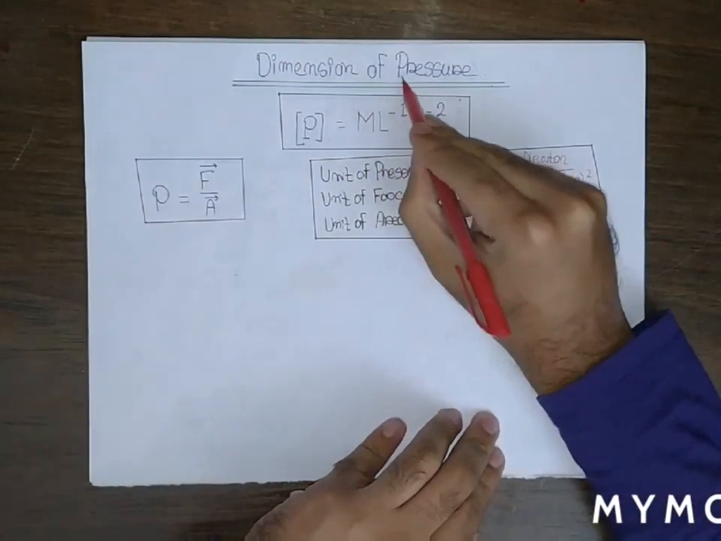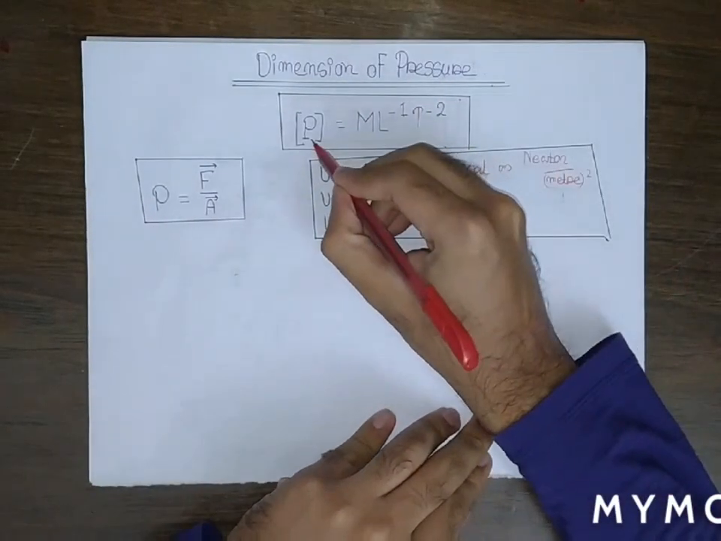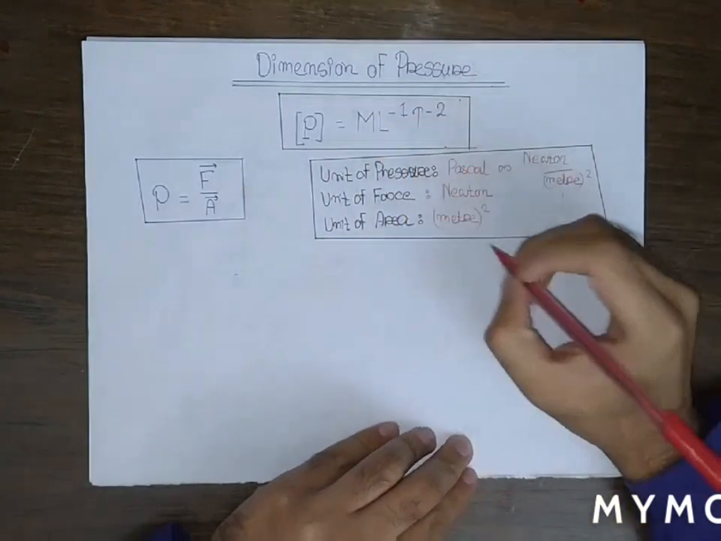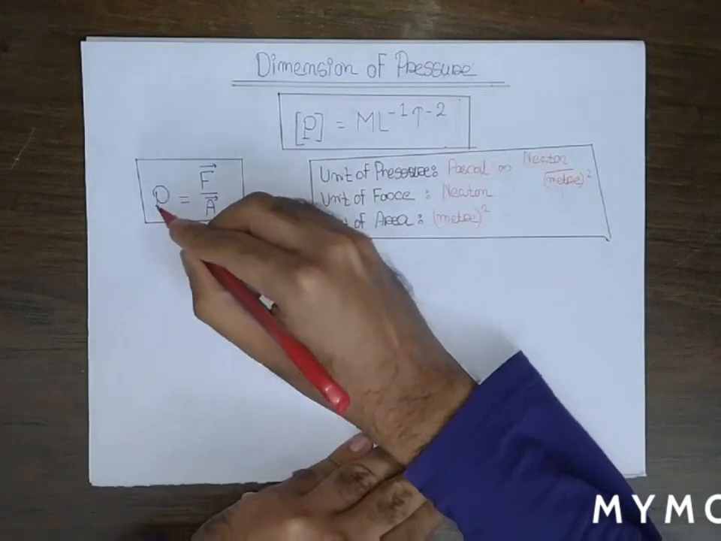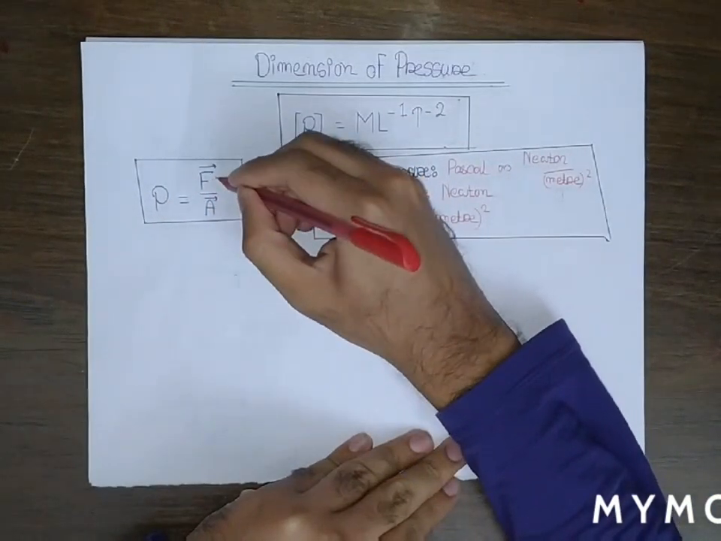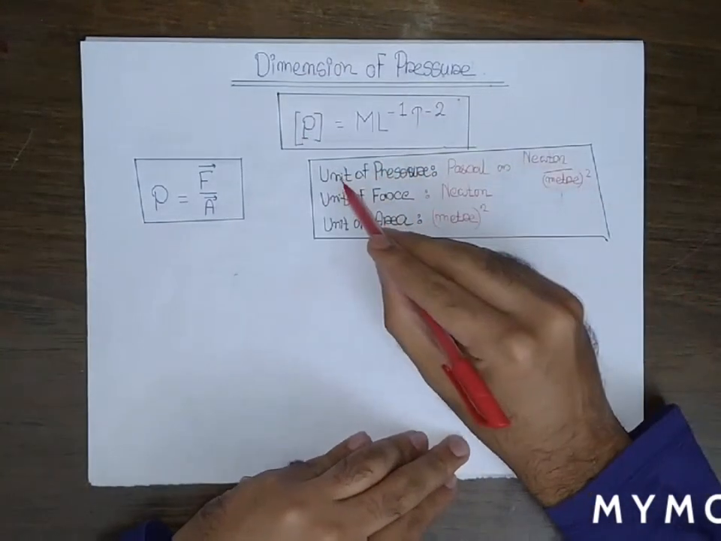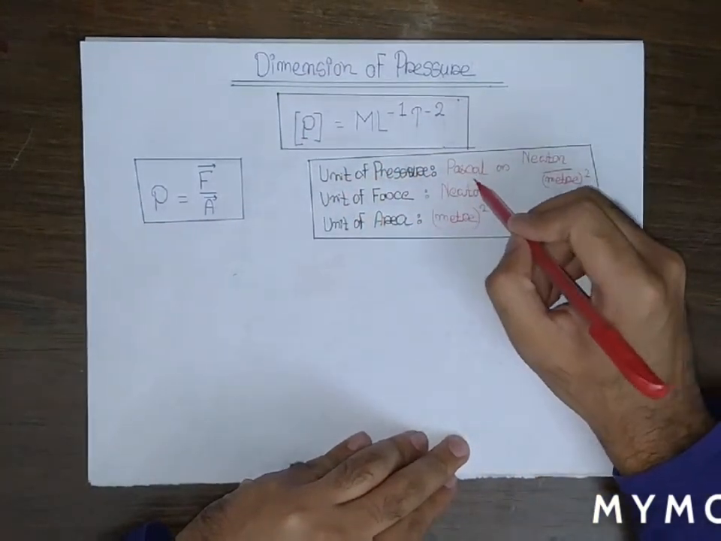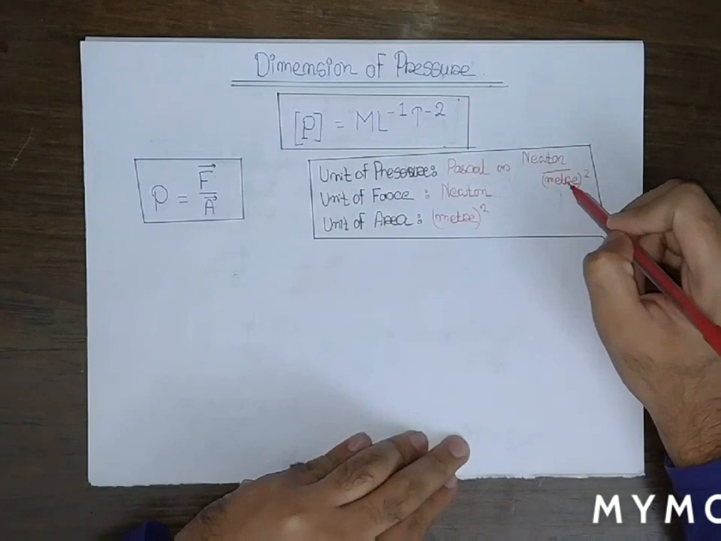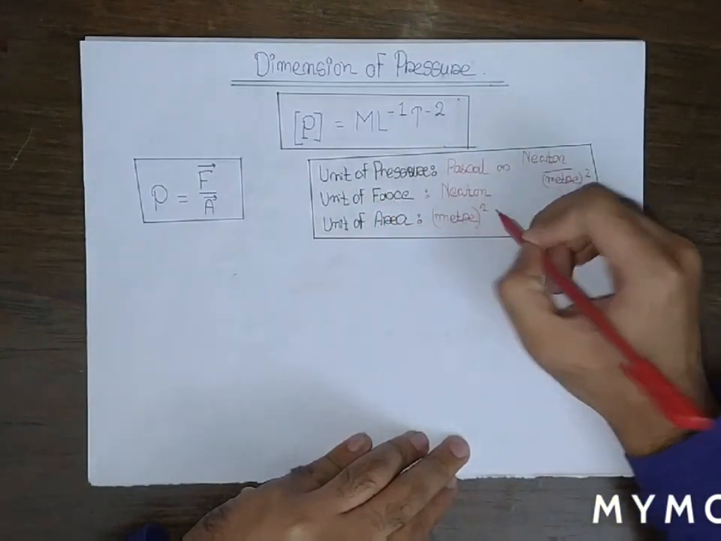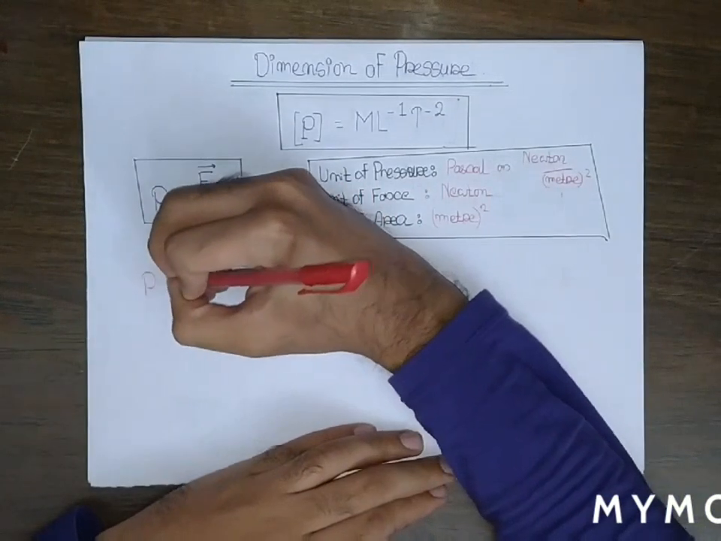Now dimension of pressure. Dimension of pressure equals to M L inverse 1 T inverse 2. Let's see how. P equals to F by A. F is force and A is area. Both are vectors. Unit of pressure is Pascal or Newton per meter square. Unit of force is Newton. Unit of area is meter square. Now let's see how can we derive the dimension.